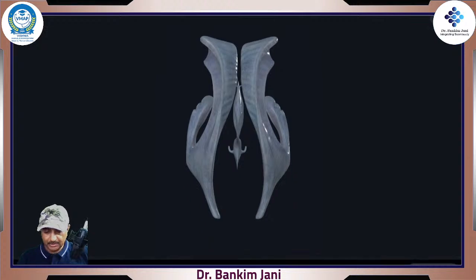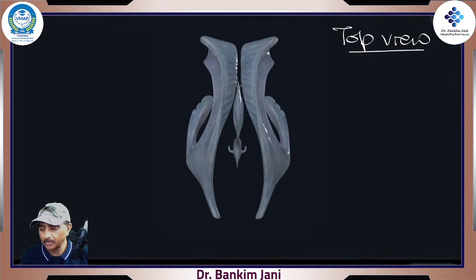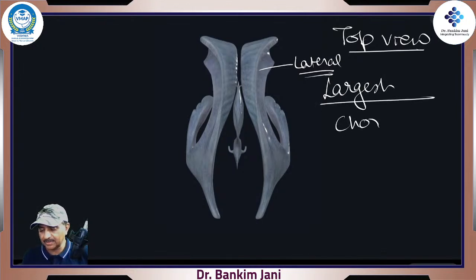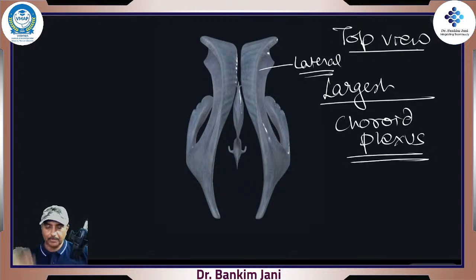Again, when we see it from the top view, this entire one would be the lateral. Now you know that lateral ventricles are the largest, and that's the reason there would be the choroid plexus in it. So now I'm adding one more word. This is the choroid plexus, which releases the CSF, correct? And then obviously the rest is the third ventricle and fourth ventricle. This one is the third ventricle, this one is the fourth ventricle. Easy to figure out.